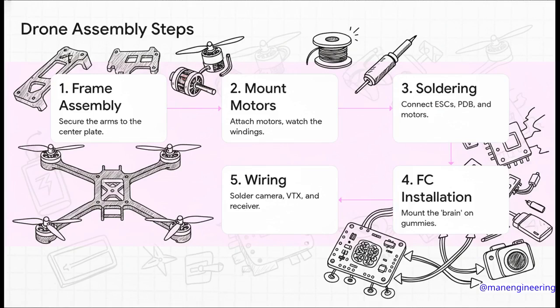Now, the most challenging part for a lot of people is the soldering. This is where you make all those critical electronic connections. Just take your time here. After that, you install the flight controller. And then finally, you wire up all the extras, like your camera and your receiver.